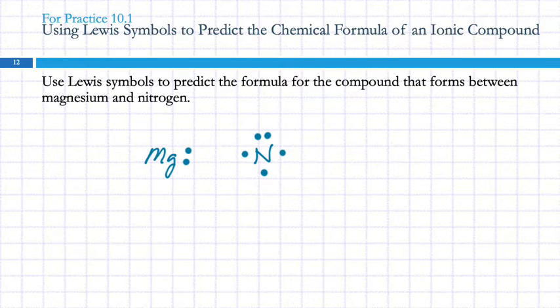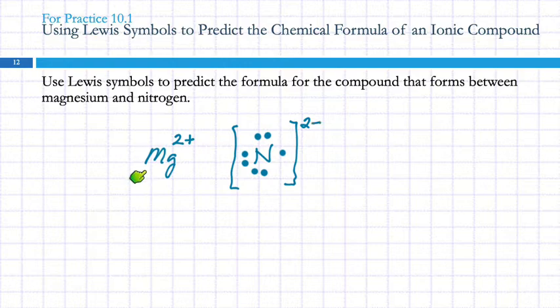So how can these guys cooperate so everybody can have 8 valence electrons? Well, magnesium's a metal. It wants to lose those 2 electrons. So it's looking for somebody to take them. The nonmetal likes to take the electrons. So the nitrogen here is willing to take magnesium's electrons. So we put 1 over here and 1 over here. Now magnesium has a charge of 2+. And what would this nitrogen have a charge of? -2.